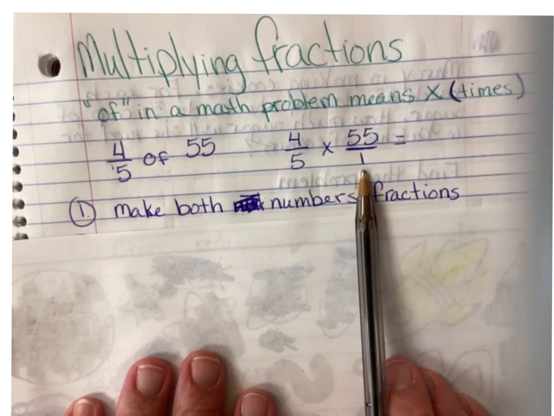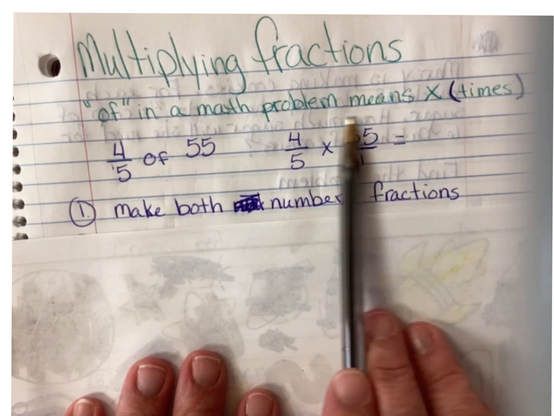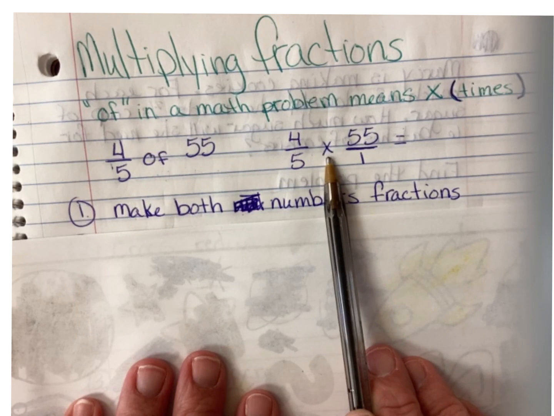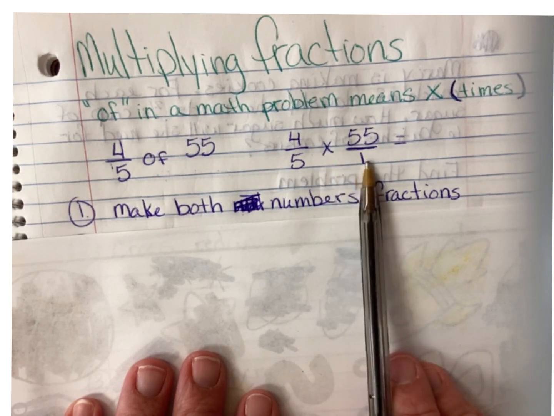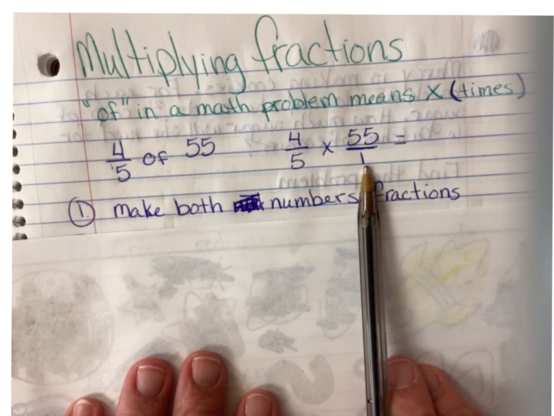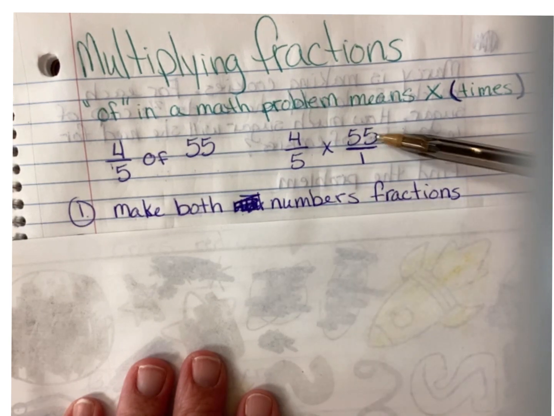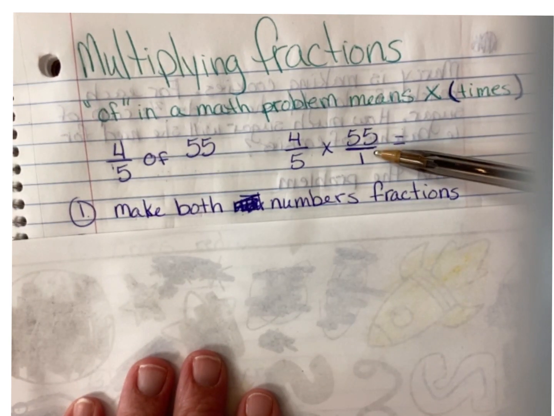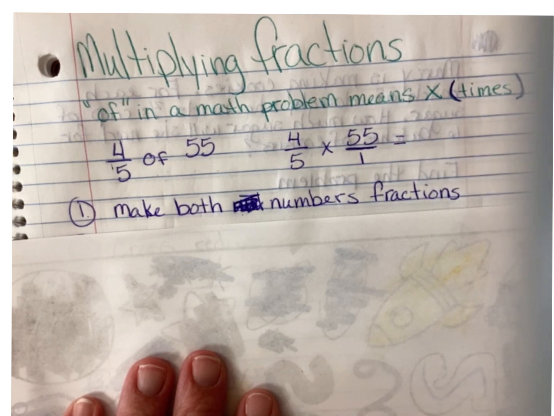To do this, I'm going to go on over here. Here I changed my of into a multiplication symbol. I'm going to take that number and I'm going to put it over 1. Now I have a fraction. Yes, it is a fraction that still means 55, but it is over 1 so that I can actually do this work.